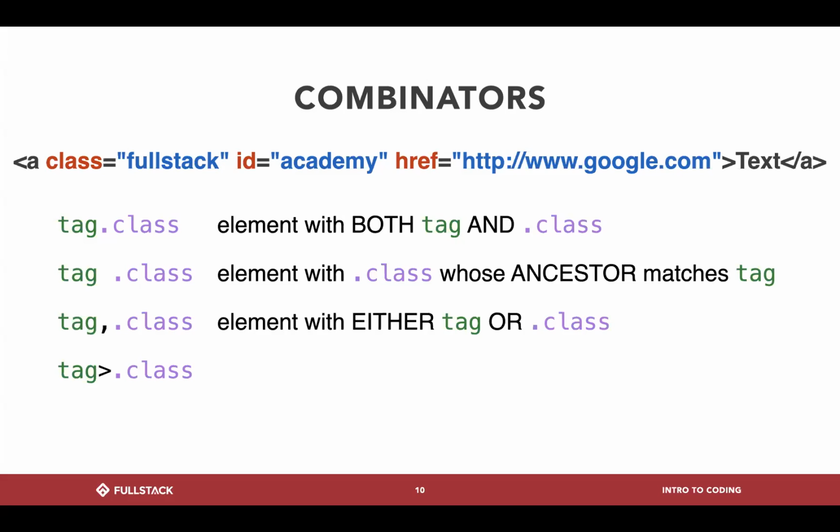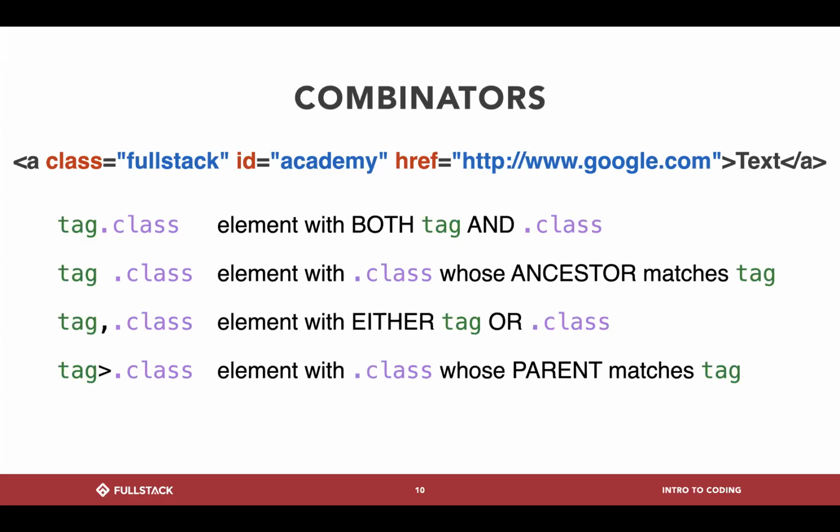If we include a comma in between them, we're saying, give me any element with either this tag or this class. And then finally, the greater than symbol here says, give me any element with this class whose direct parent, not their grandparent, not their great grandparent, direct parent matches this tag.